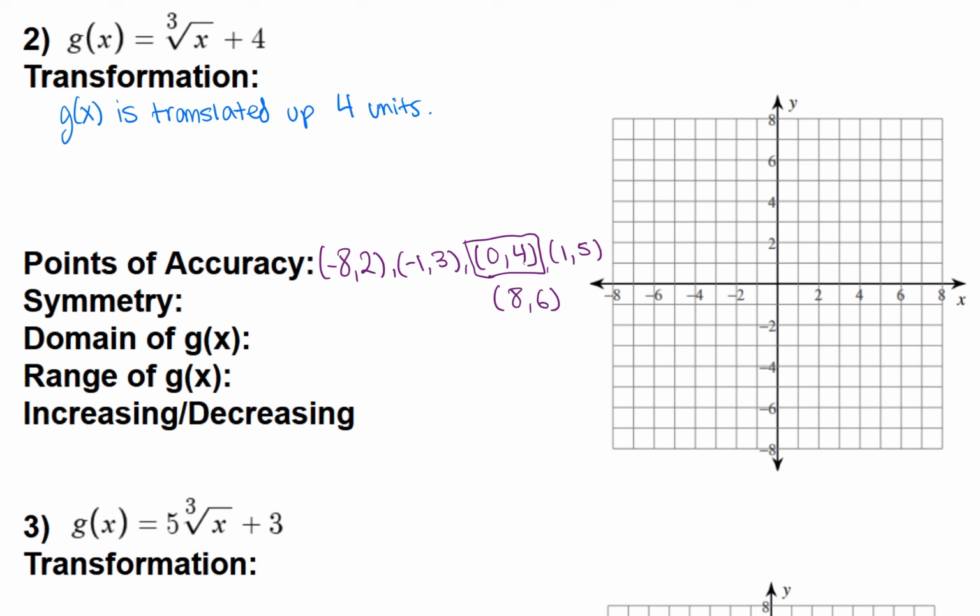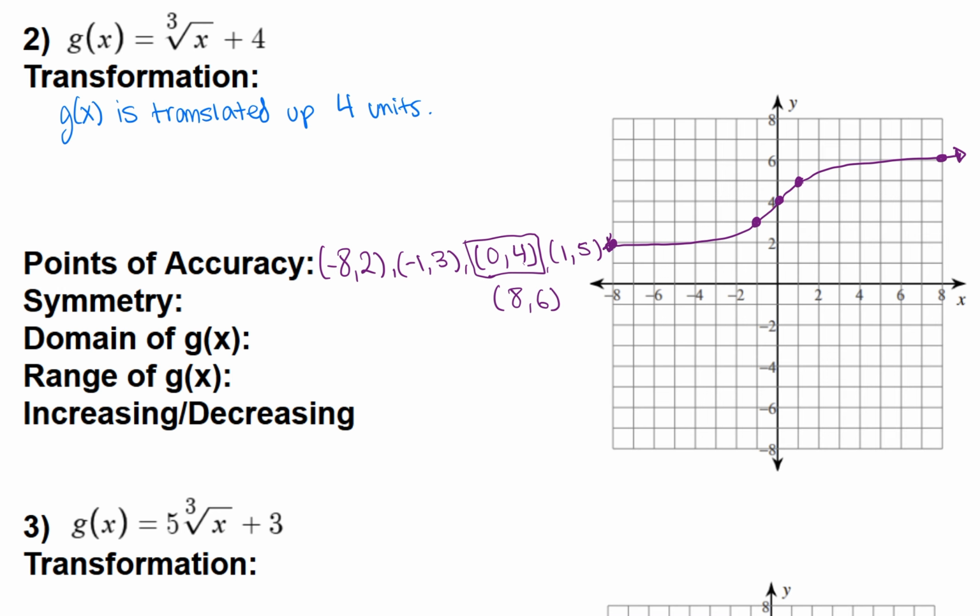Let's go ahead and plot these points. So we have a point of accuracy at -8, comma 2. We have another point of accuracy at -1, comma 3. The point of inflection at 0, comma 4. Then 1, comma 5. And finally 8, comma 6. From there, we will then connect these points, turn on the inflection point, and go towards the right-hand side.